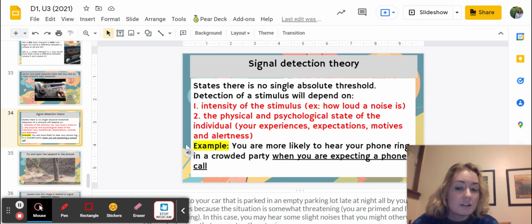So signal detection theory, a good example of this is that you're way more likely to hear your phone ring at a crowded party that's really noisy if you're already expecting a call. Like you know your mom's going to be calling you, or you're expecting a call from someone at work, and you're looking out for that. Another person who has no expectation of a call is going to be very different. The person not expecting that call isn't on the lookout for it, so they probably wouldn't notice their phone, versus you being on the lookout, you're much more likely to notice your phone. So again, this is signal detection theory.